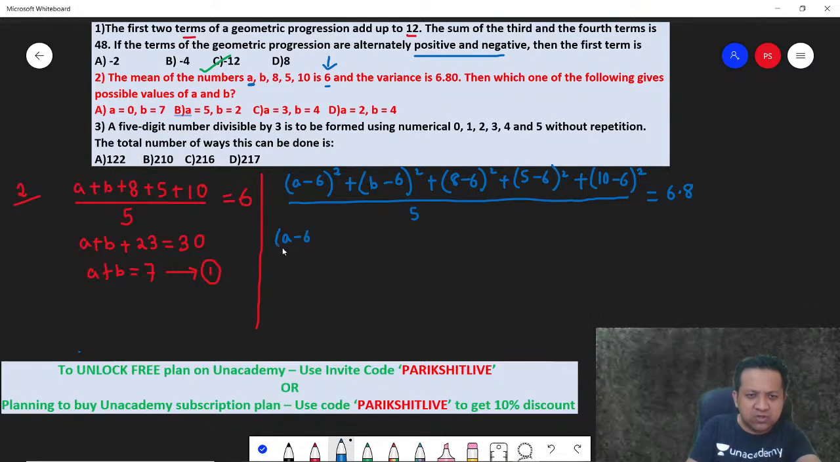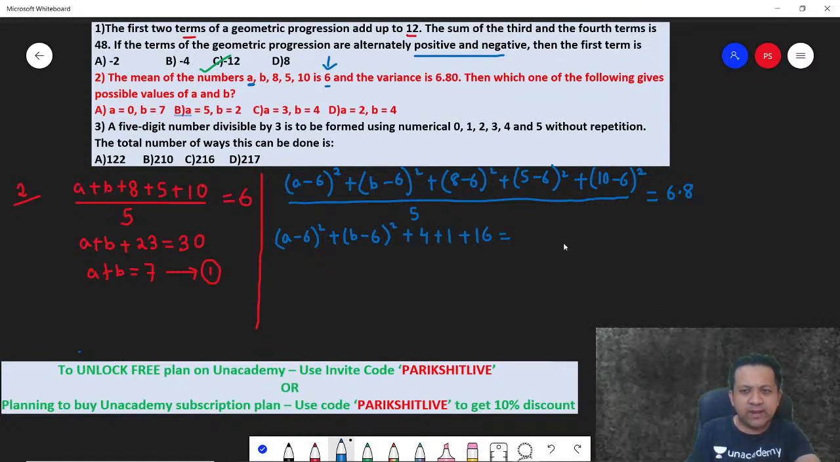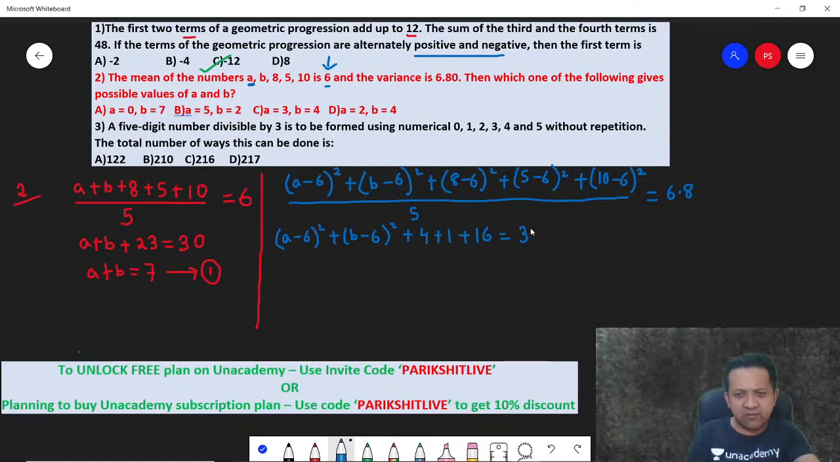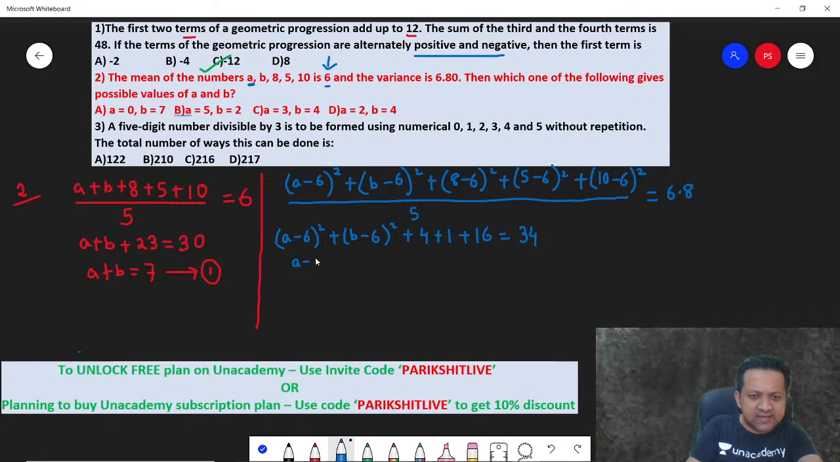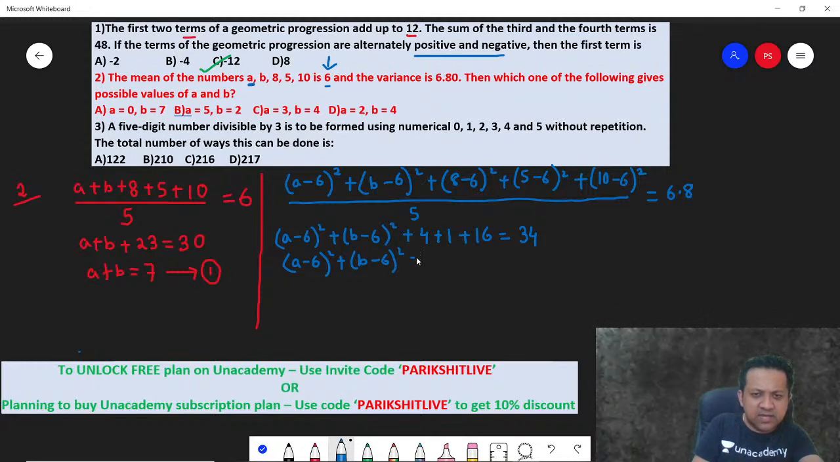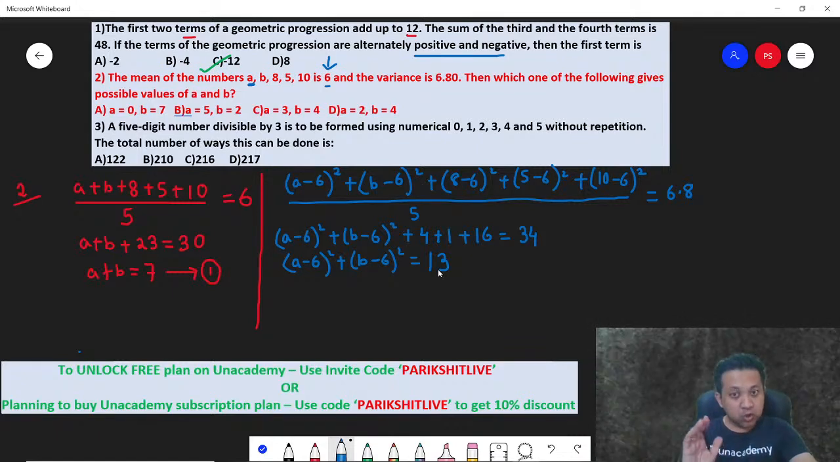So can you do the maths? A minus 6 whole square plus B minus 6 whole square plus 2 square is 4 plus 1 square plus 4 square is 16. So 6.8 into 5 is 34. Correct? So A minus 6 whole square plus B minus 6 whole square is equal to 34 minus 21. 34 minus 21 is 13. Got it? Fine.